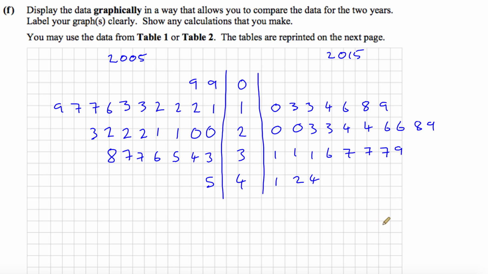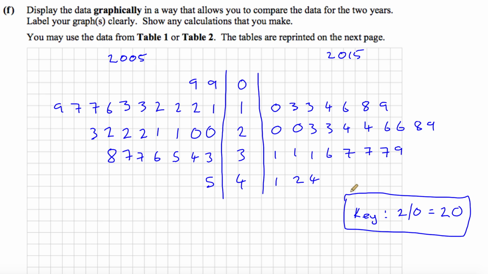And don't forget, with the stem and leaf diagram, you must have a key to show how the diagram works. So my key would be that a stem of 2 and a leaf of 0 means 20. There's my key. You must have that for full marks. That's one of the graphs you could do for table 1. There's other graphs. You could do a pie chart, a bar chart, or a line graph if you wanted, but this was probably the easiest one. And that's the end of the question.